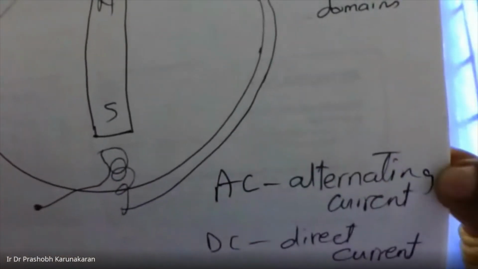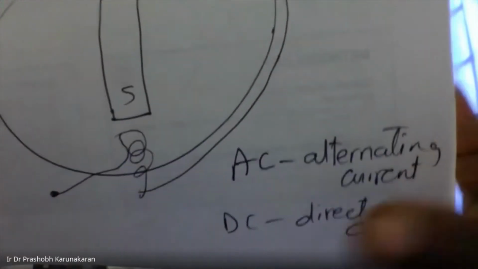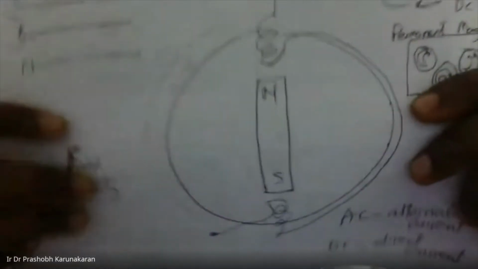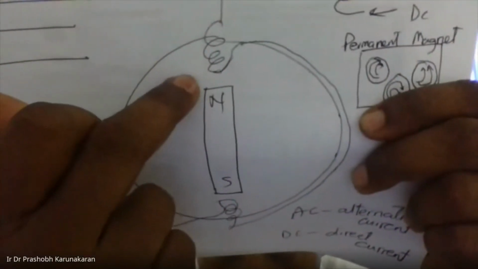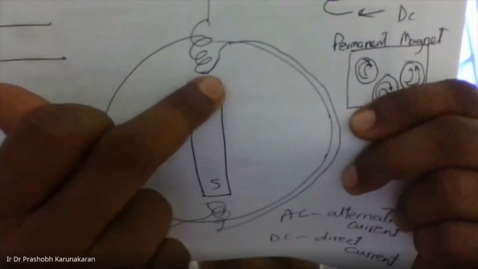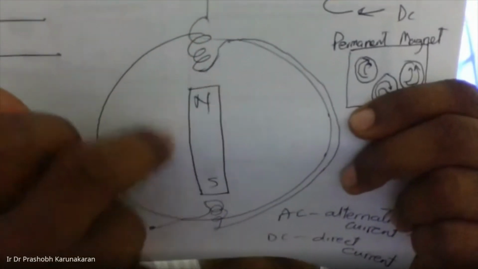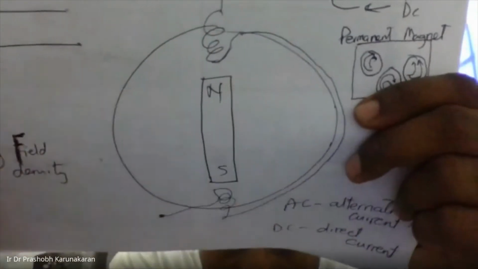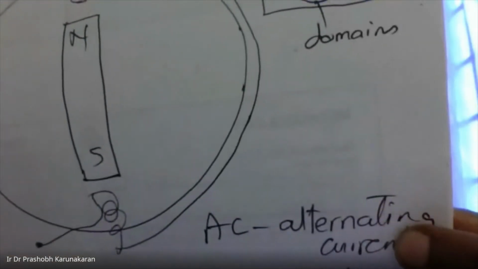So AC is alternating current, DC is direct current. Alternating because it alternates, you see. Go to Sarawak, come down here, come back from Sarawak. This one passes this one, go to Sarawak. This one passes this one, come back from Sarawak. So it goes, comes back. That is alternating current.